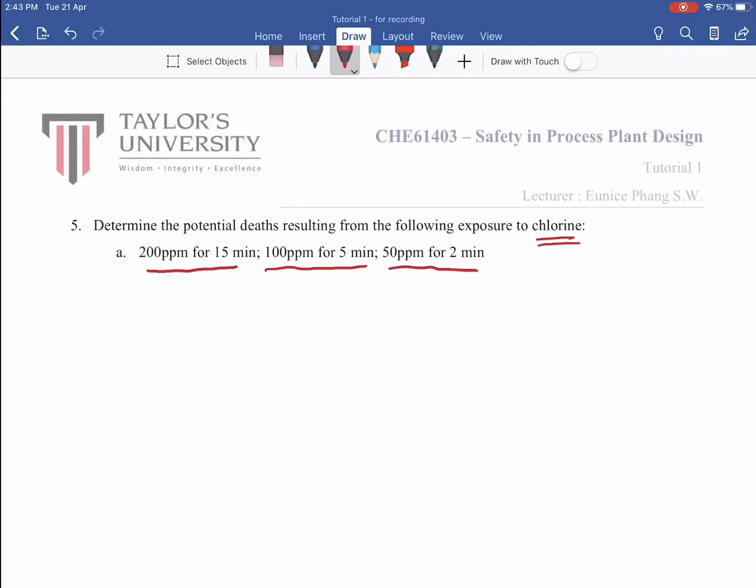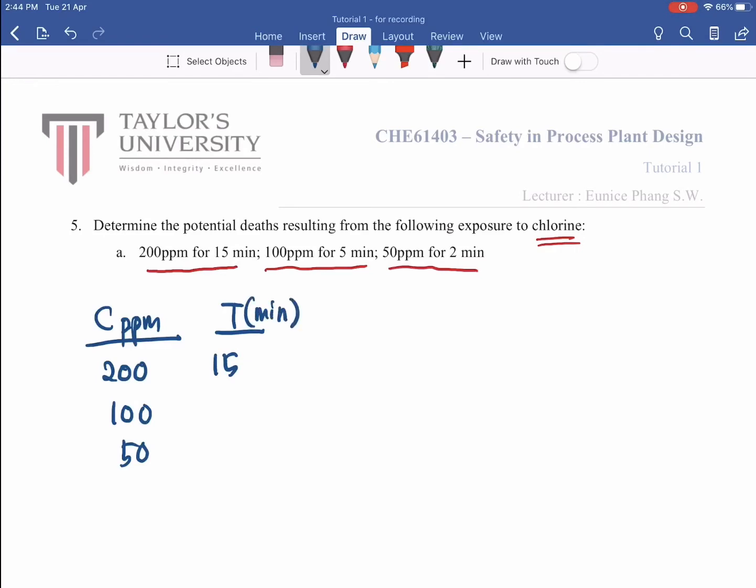And the easiest way to do this is to draw a table, to put out all these values here. So we want to find out what is the concentration in ppm. We have 200 ppm, 100 ppm, and 50 ppm. The next thing is we want to know the exposure time as well. So T is 15 minutes, and this is 5 minutes, and this is 2 minutes.